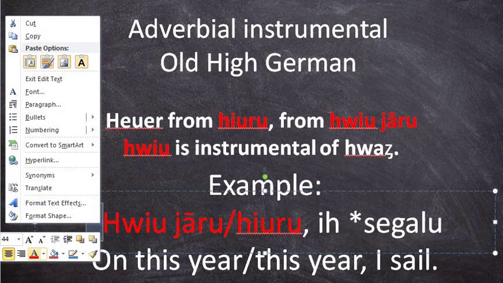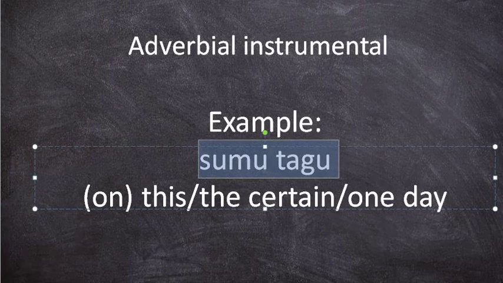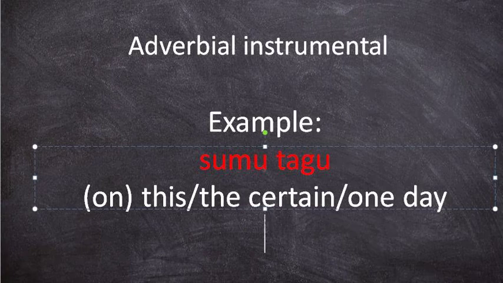Here we have a translation straight from Old English into Old High German. So we have sumo tagu, where these are both in the instrumental. It's kind of like saying on a certain or one day. You would have to see this in action to understand the context, right? So sumo tagu is like, depending on the usage, on this day, on this one day, on this certain day, or on the one day. Again, the instrumental is how something is done and whatnot.